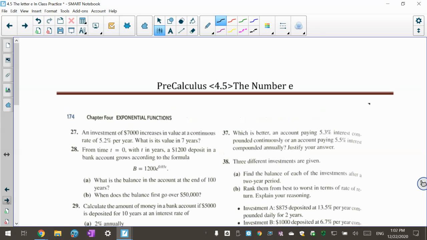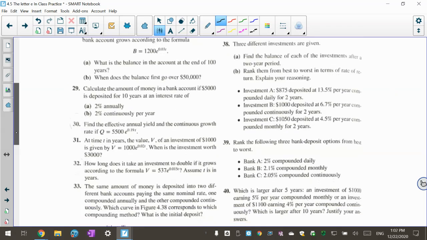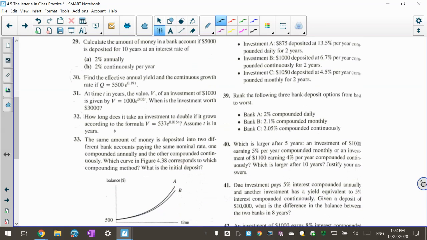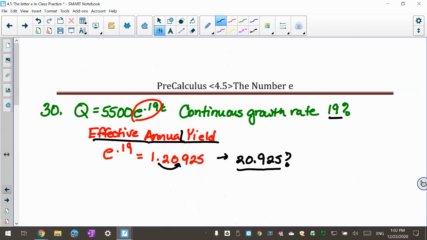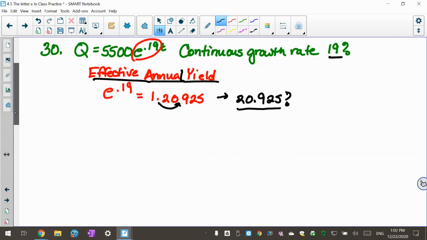All right, the next one I want to do is 32. It says, how long does it take an investment to double if it grows according to this formula? V equals 537 e to the 0.015 t, assuming t is in years. I want to know how long it takes for my investment to double. So I'm going to go back to this page where I have some place to write.